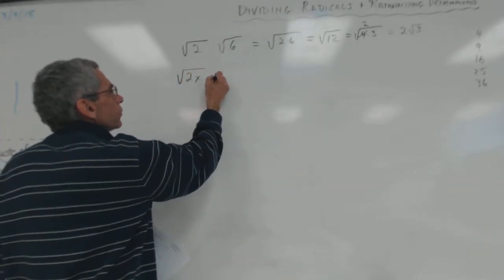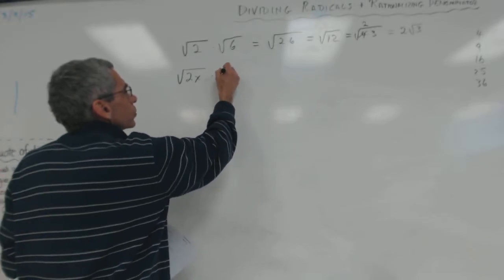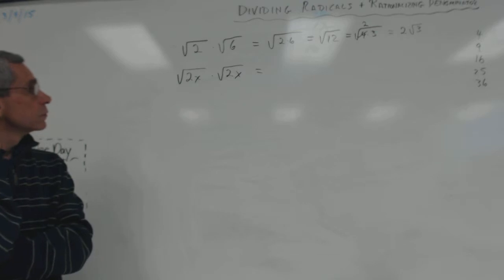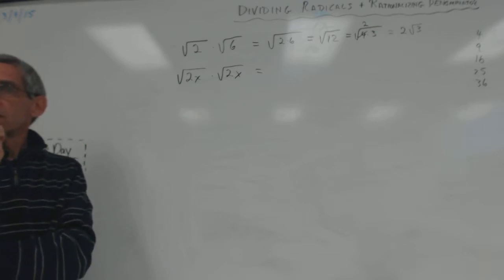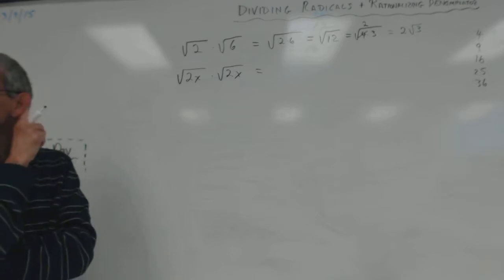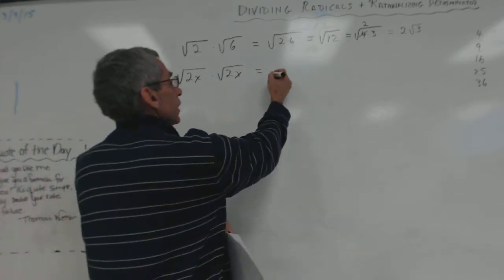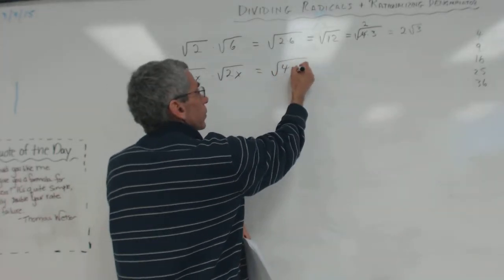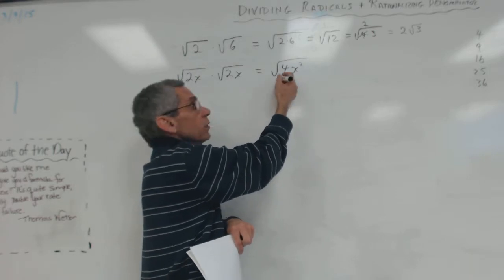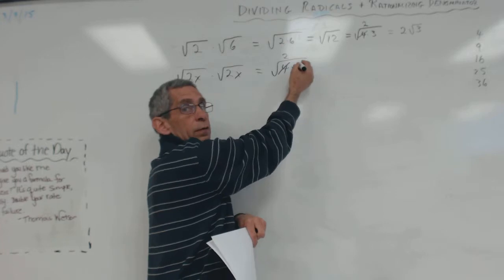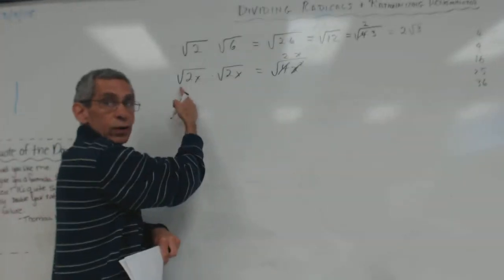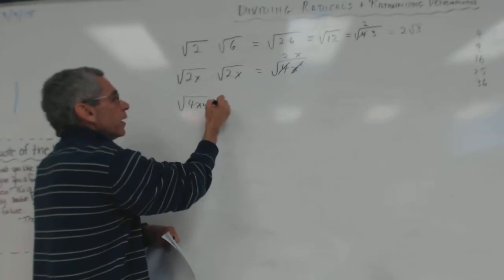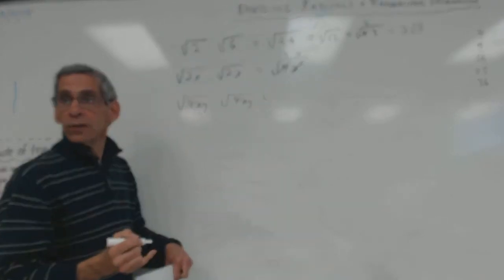What about this? Square root of 2x times the square root of 2x. Yes, you can multiply them out. If we multiplied them out, it would be 2 times 2 is 4, x times x is x squared. But what's the square root of 4? It's 2. And what's the square root of x squared? x. So look, that's interesting. The square root of 2x times the square root of 2x is 2x. All right. Square root of 4xy times the square root of 4xy is 4xy.